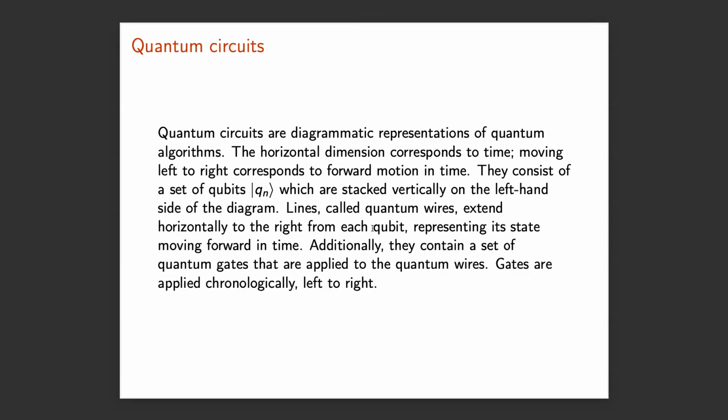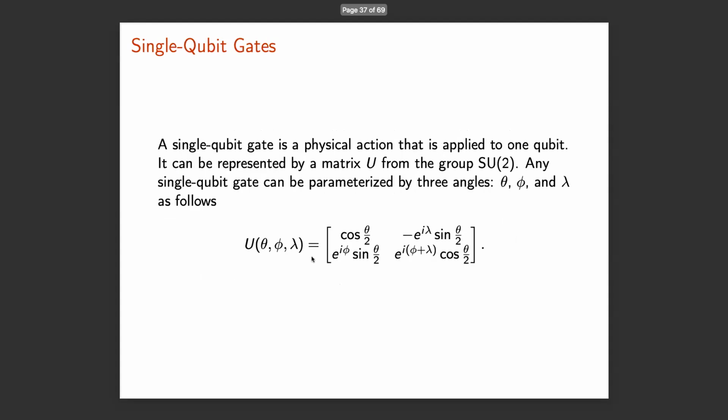And in our case, you would typically have sets of qubits which are stacked vertically on the left-hand side. And then the lines are normally called quantum wires. And they extend horizontally to the right from each qubit, representing its state moving forward in time. And these gates are normally applied chronologically.